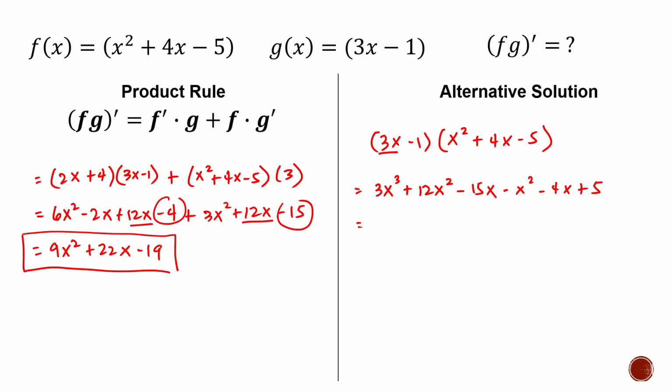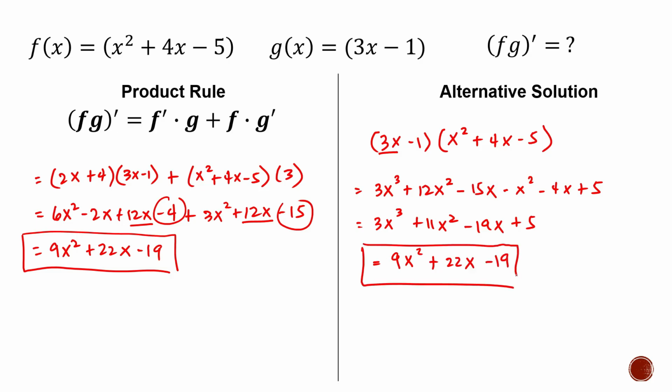Okay, again, we're not still deriving this one. What we're doing is we're multiplying the two polynomials. So 3x cubed, right? We have a 12x squared and a negative x squared, so that's positive 11x squared. We have a negative 15x and a negative 4x, which is negative 19x. And a positive 5. Okay, let's find the derivative of this. This will be 9x squared plus 22x minus 19. And you can see, again, they are the same.